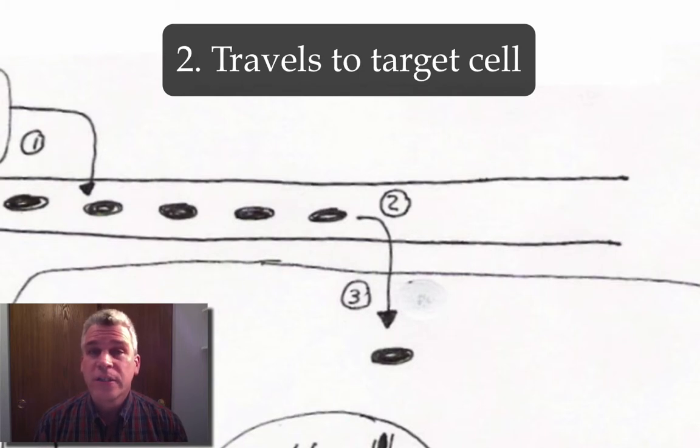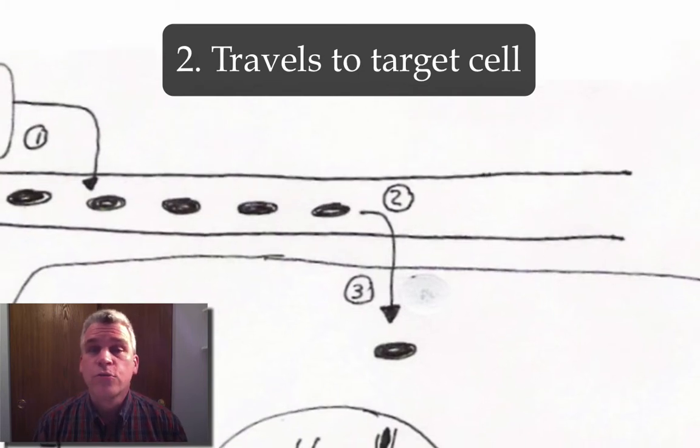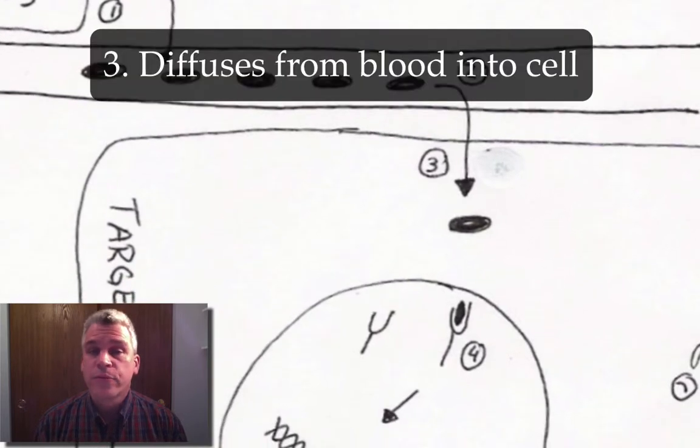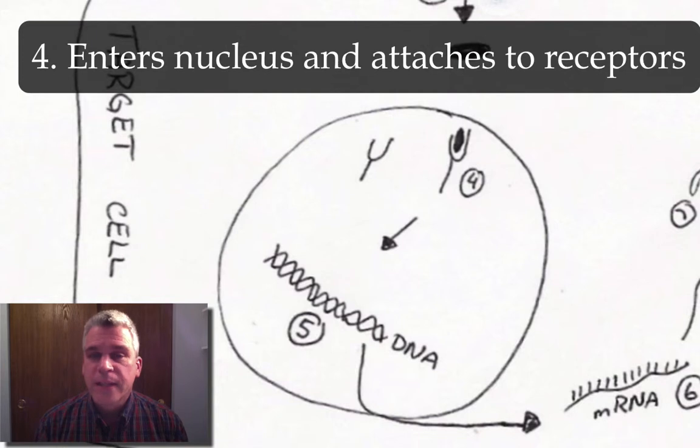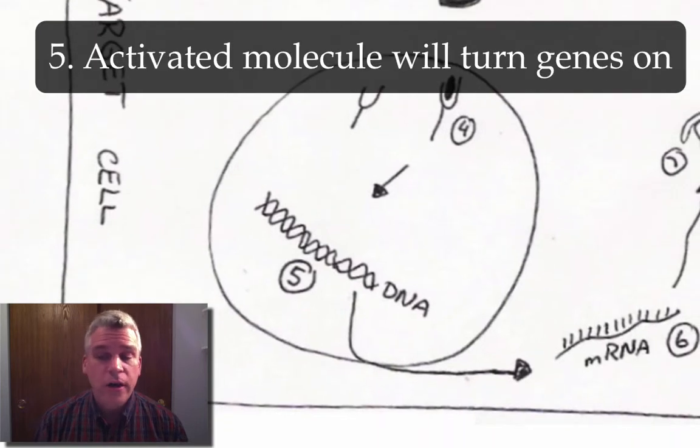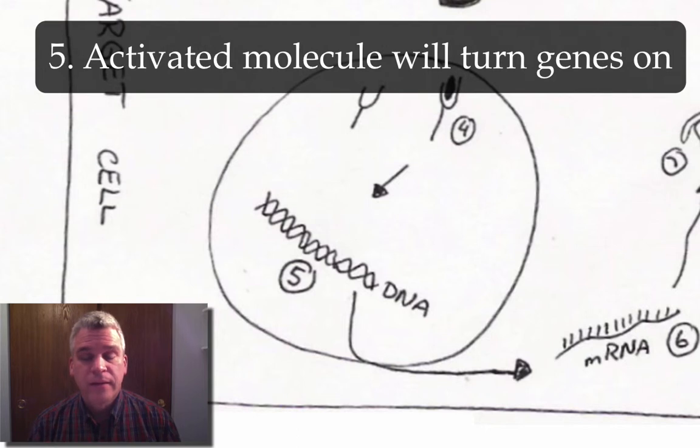Remember, because steroids are a type of lipid, it can diffuse through the cell membrane. In step three, the hormone diffuses from the blood into the target cell. Once in the cell, it can enter the nucleus at step four and attach to receptors that are in the nucleus. Now, these receptors are types of proteins that, once they have been activated by the steroid, can actually then switch on certain genes in the DNA. And that would be in step five.